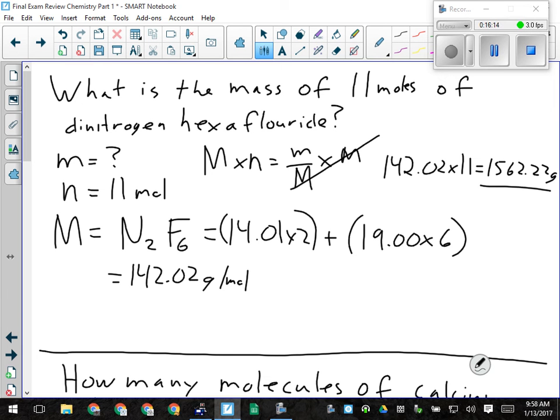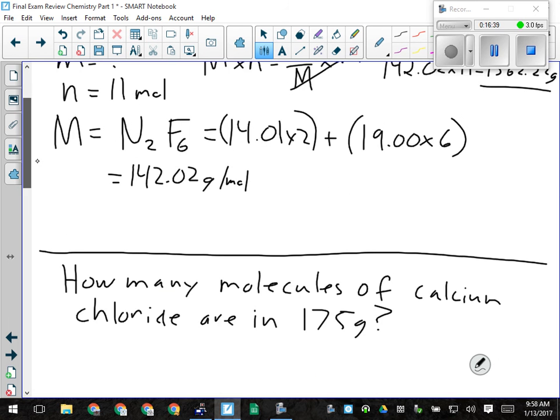How important are units? Very. Important enough to be worth a mark. If you forget them, it'll cost you one. You don't want to do that. That one ringing a bell, looking familiar? See some people shaking their head no. Okay, so if it's not looking familiar, that's something you should probably come in and see me about, because we definitely need to go over those. There's two of them on the final exam. All right.